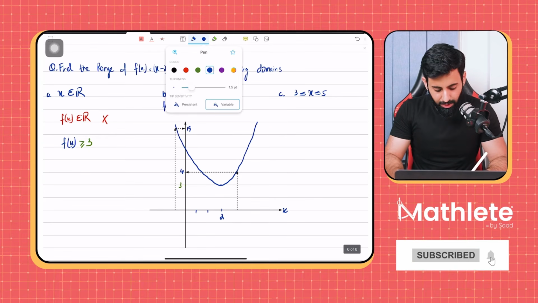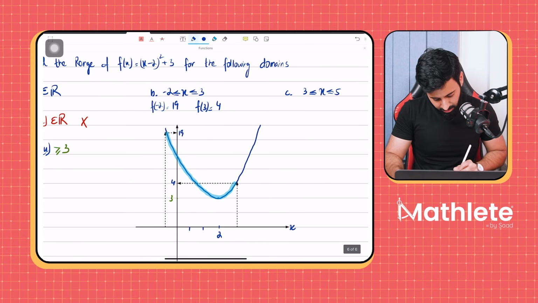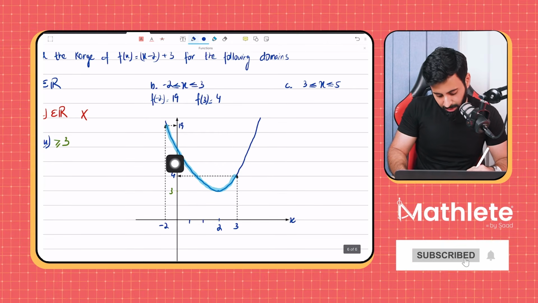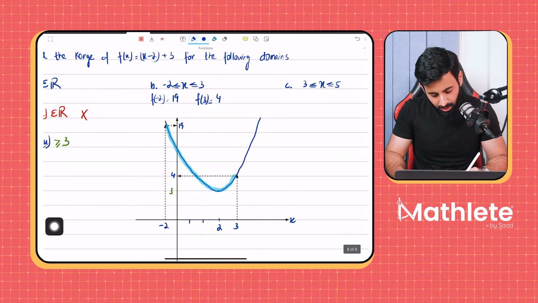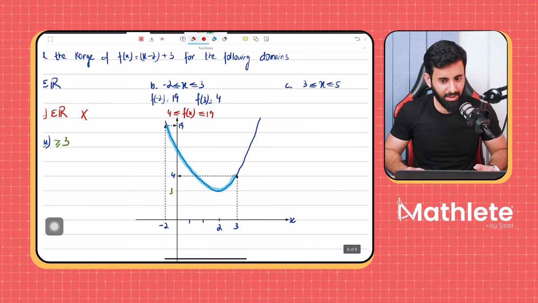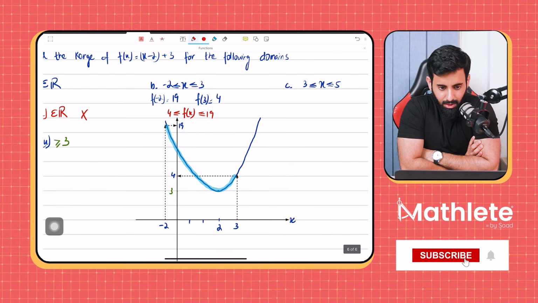So if I say that you're only allowed to look at this part of the curve from minus 2 to 3, and I say that the range for this part of the curve is greater than or equal to 4 and less than or equal to 19, since these are the values that we get when we plug in the endpoints, is that true or not? Think about it before you answer.